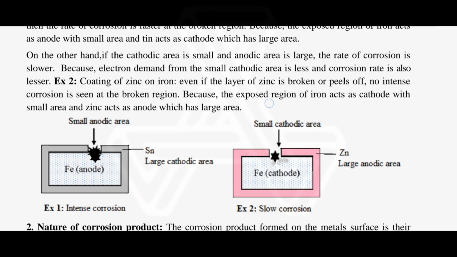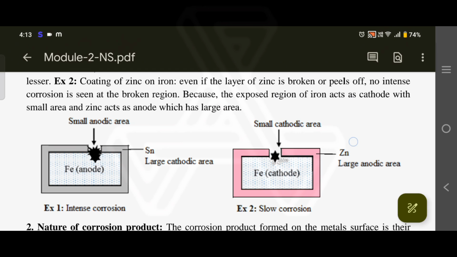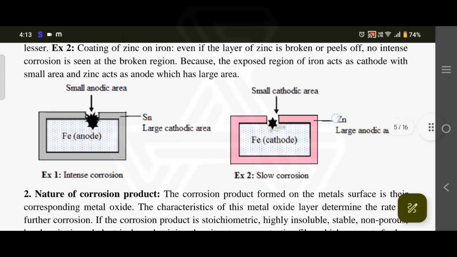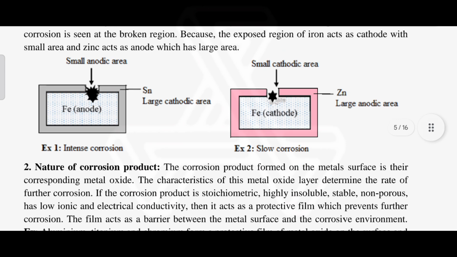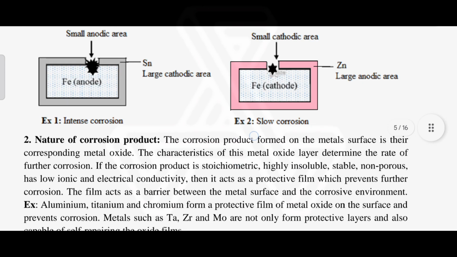Example 2. Coating of zinc on iron. If the layer of zinc is broken or peels off, no intense corrosion is seen at the broken region. Because the exposed region of iron acts as cathode with small area and zinc acts as anode which has larger area.